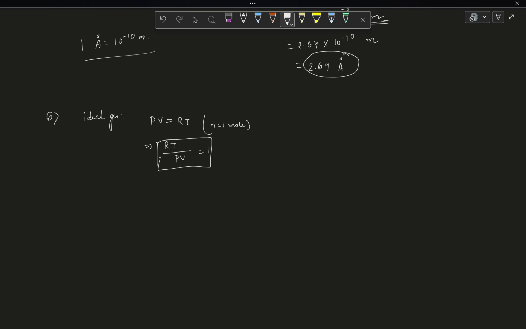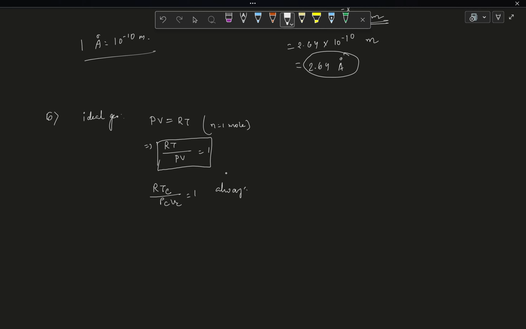So then RT by PV is equal to 1. So even if you put the values of T, P and V as Tc, Pc and Vc, that is also 1. Okay, so this is the deal for ideal gas.